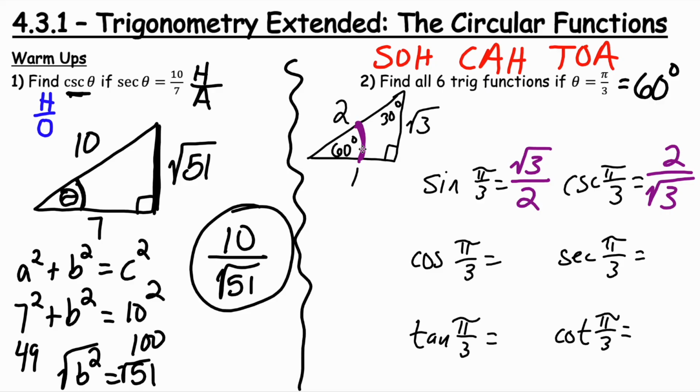Back up to my triangle. Cosine is adjacent, so 1 over hypotenuse is 2. And then the reciprocal of that is just 2.